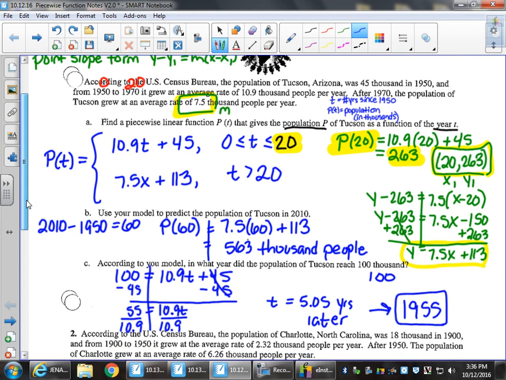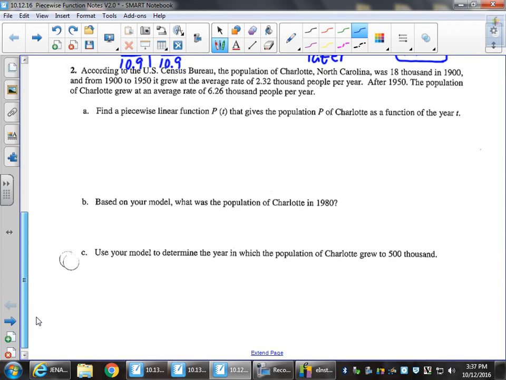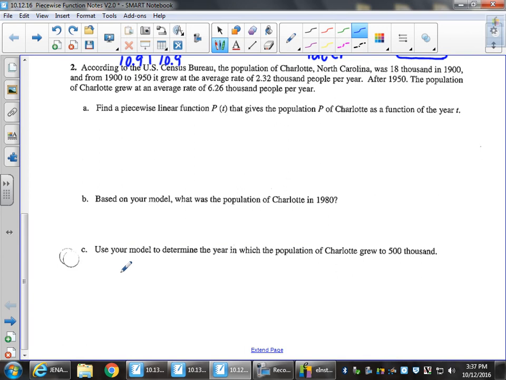Now we're going to apply our strategy again to number 2. Let's talk about number 2. According to the U.S. Census Bureau, the population of Charlotte, North Carolina was 18,000 in 1900. From 1900 to 1950, it grew at an average rate of 2.32 thousand people per year. After 1950, the population of Charlotte grew at an average rate of 6.26 thousand people per year.